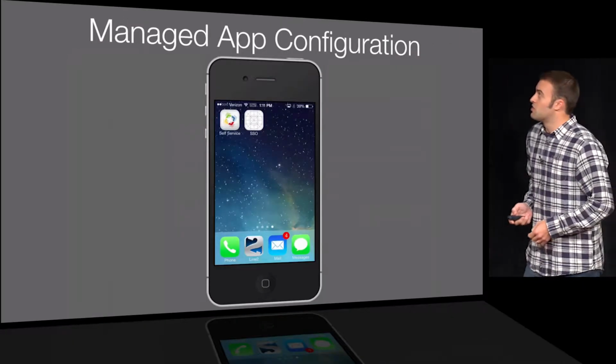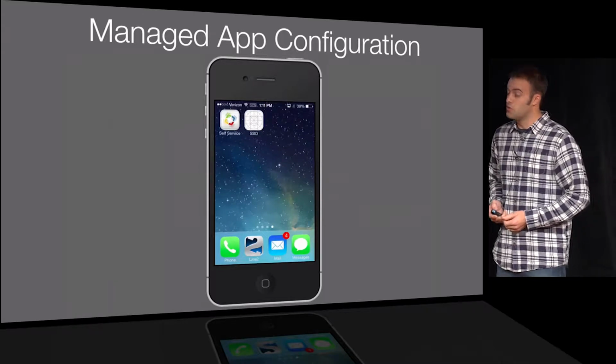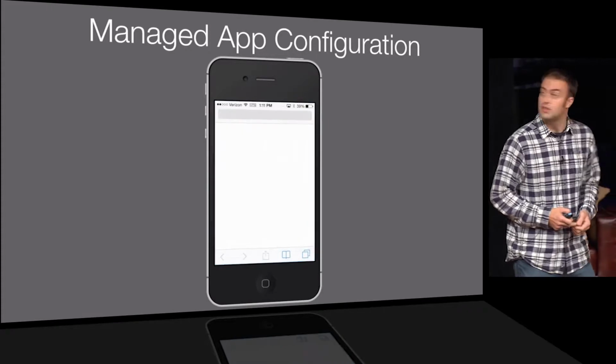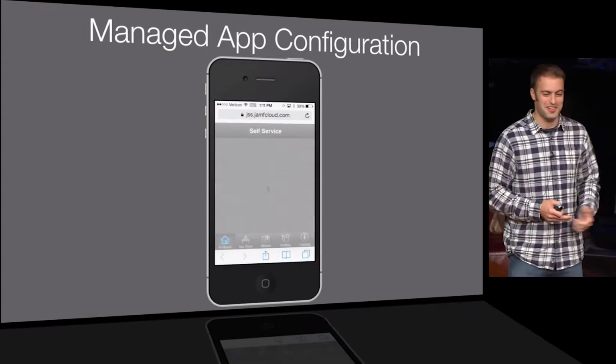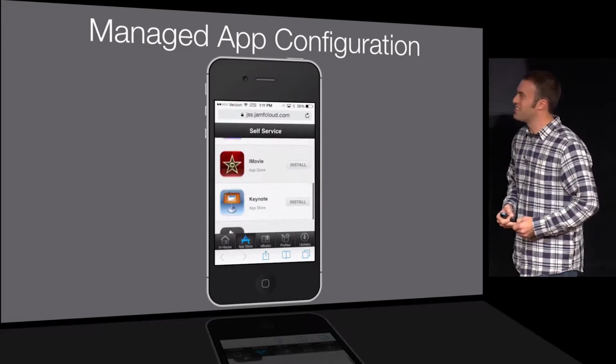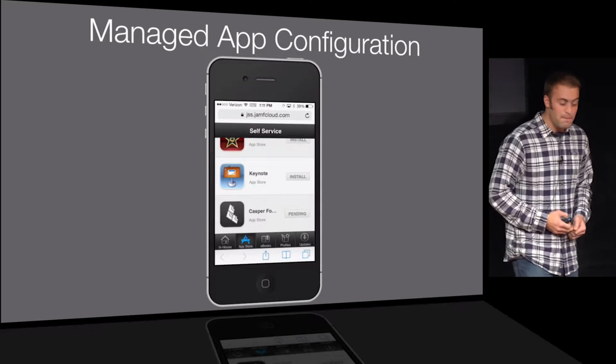So now we'll take a look at what that looks like on the device before and after, like we've been doing. Before we have managed app configuration here, the user is going to go to the self-service web clip. We know it's opening in Safari in iOS 7. We go to Casper Focus, and we're going to install that.